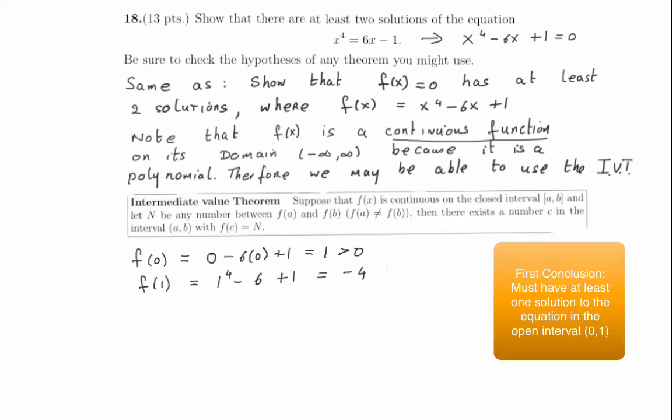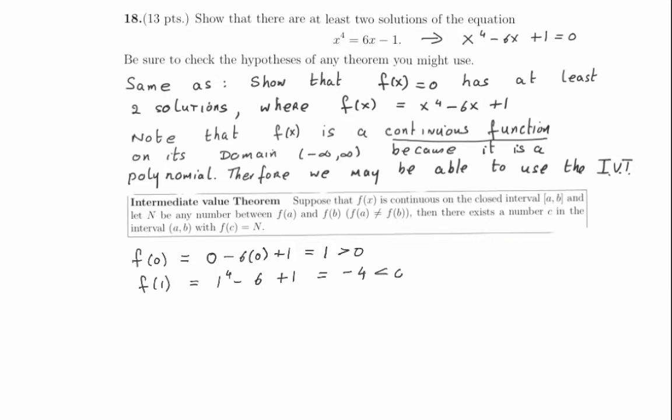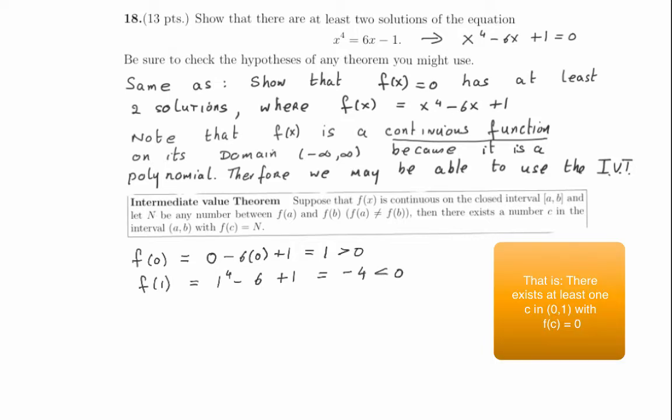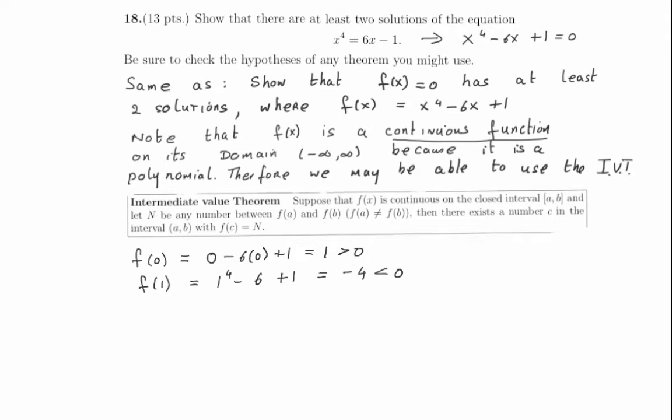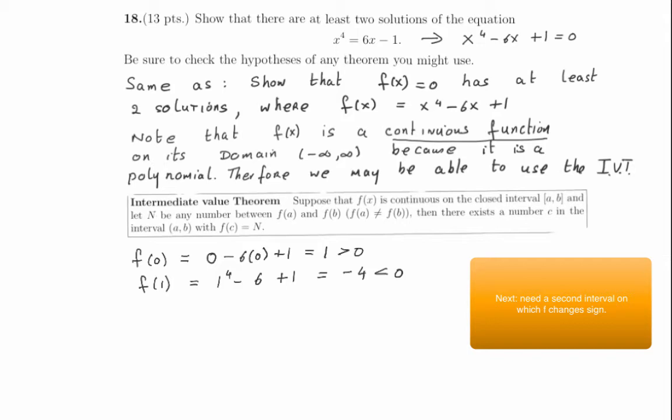We see that our function does indeed change sign on the interval from 0 to 1, so we can conclude that there is a solution to our equation somewhere between 0 and 1. So far, only one solution is guaranteed. We must now search for another interval where the function changes sign.